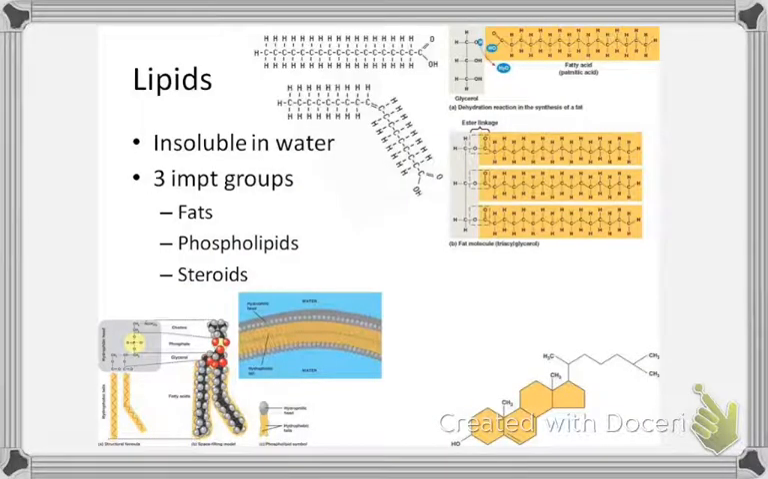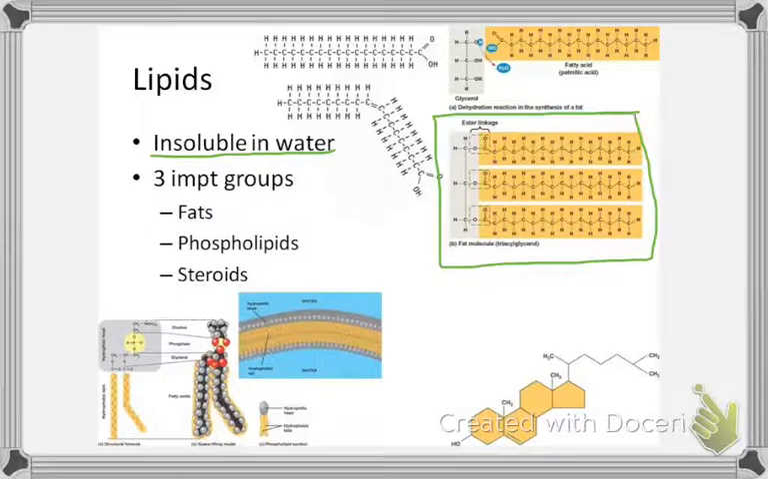Lipids are a very diverse group. They are not true polymers, but they are grouped together because they are insoluble in water. And we have 3 important groups here. We have fats, and you can see fats are made up of a glycerol and fatty acids. And that's here, a triglycerol.